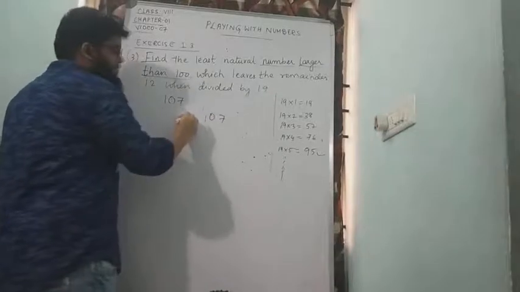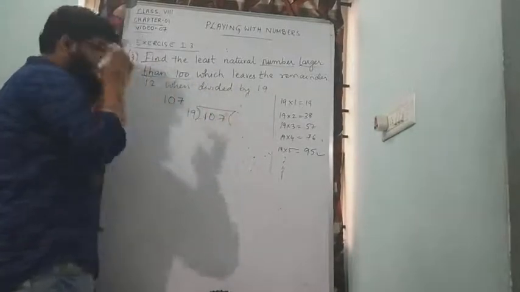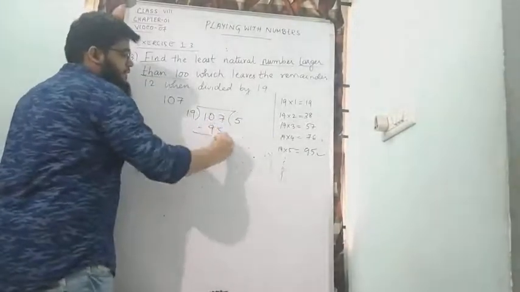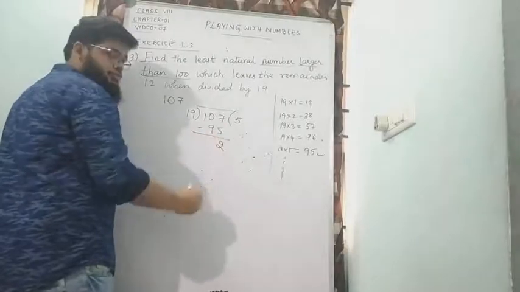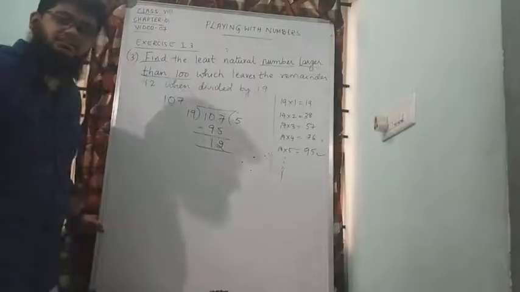107, if I divide with 19, because the question is divided by 19. Now let us see. 19 5s are 95. 7 minus 5 is 2 and 10 minus 9 is 1, so 12. What is our remainder? 12.